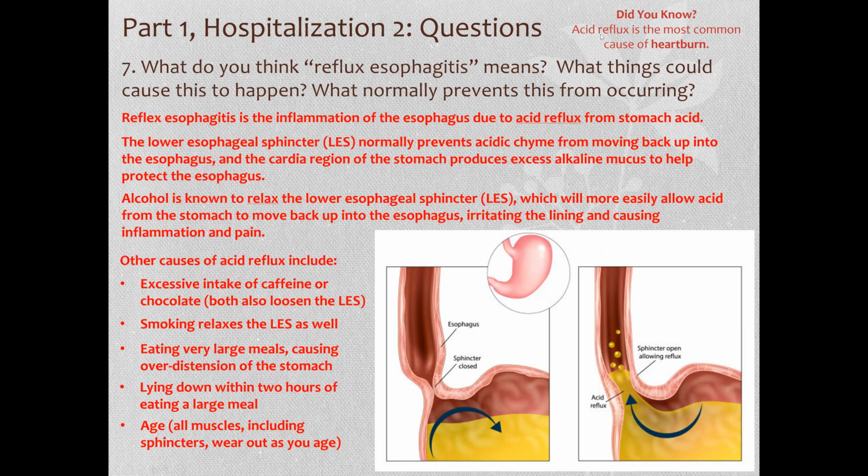And then age. So all muscles, including your sphincters, wear out as you age. And acid reflux is the most common cause of heartburn, and it got the name heartburn because if you remember, the esophagus passes behind your heart, and so it can feel like pain in your chest, but it's actually your esophagus.